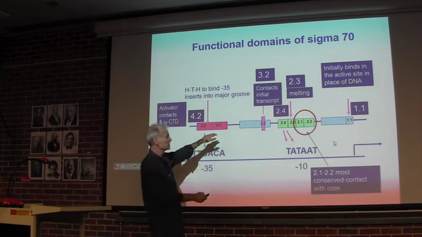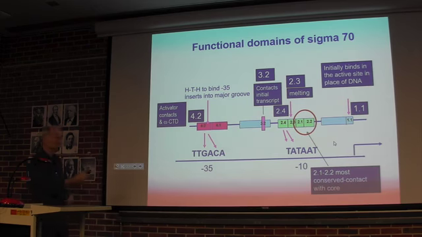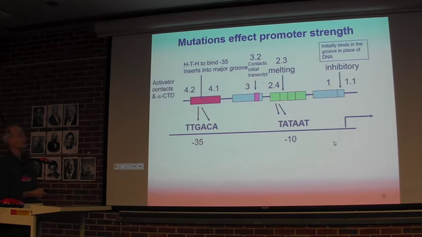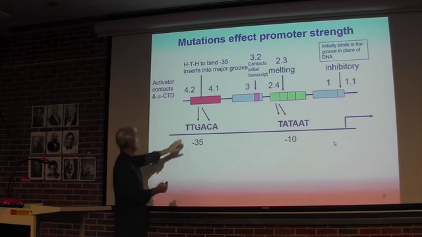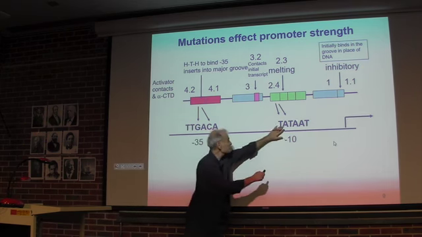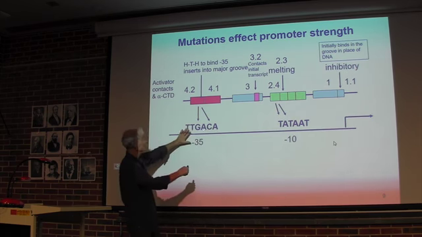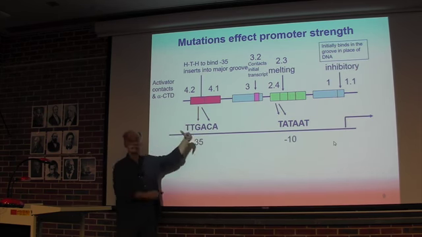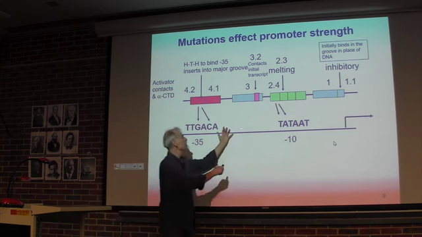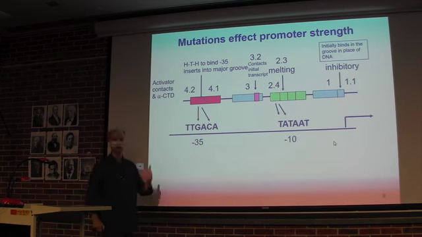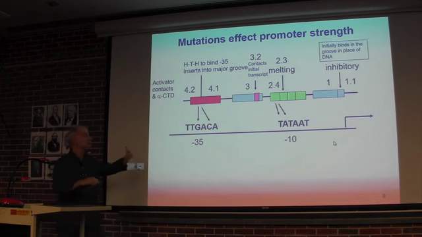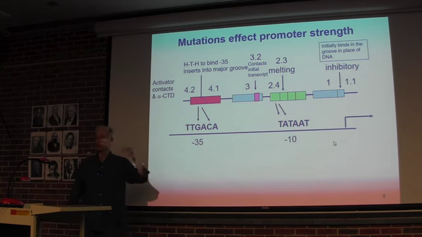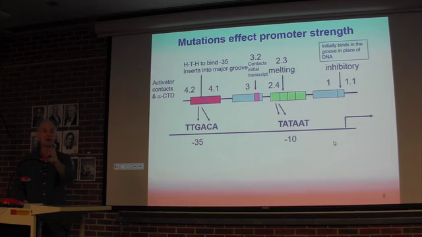Most conserved makes contact with the core. Here you see it again. Mutations affect promoter strength. If you mutate the actual bases of the consensus at the various regions, discriminator, the minus 10 to minus 35, you're going to reduce the activity. In addition, if you alter the spacing between the two, you reduce the activity. Any mutation that makes it look more like the consensus will increase the activity. It's very simple. Now you know how to mutate a promoter for less or more activity.